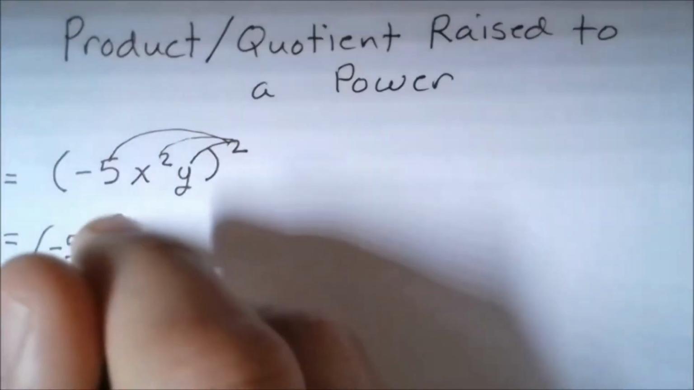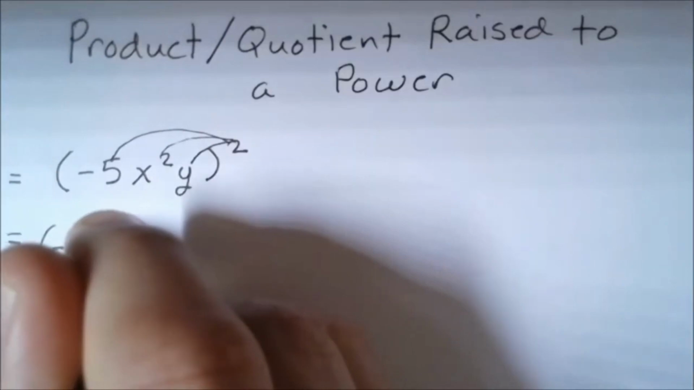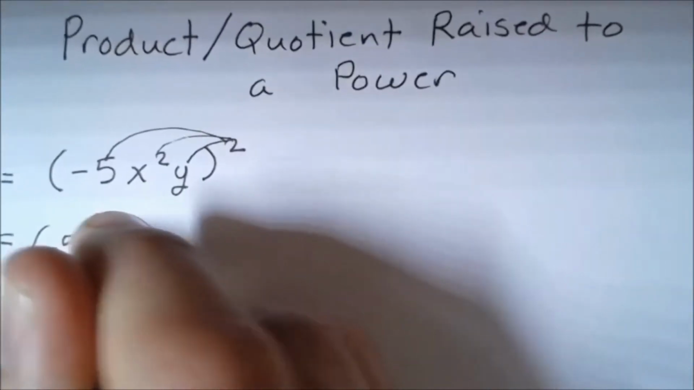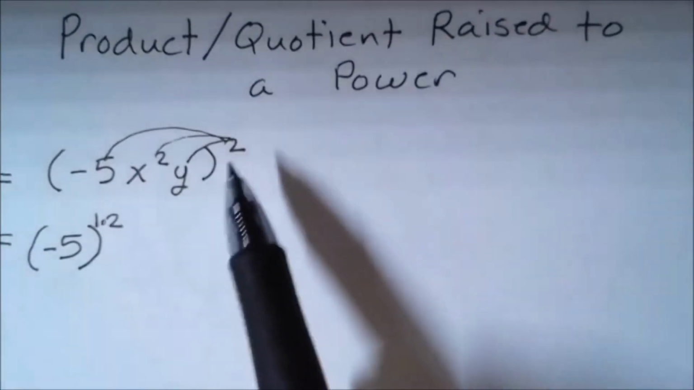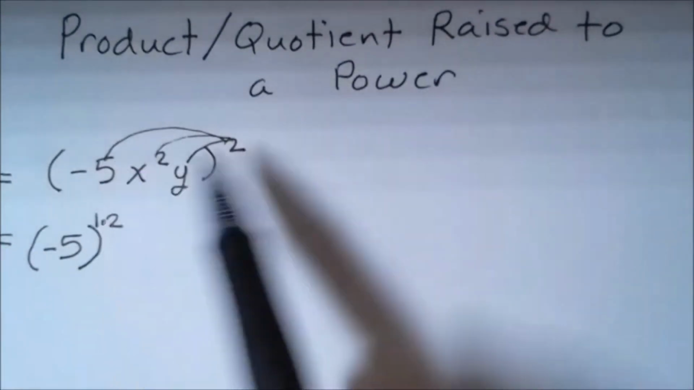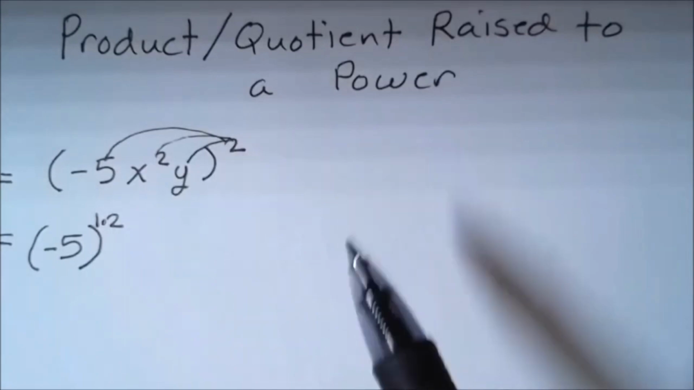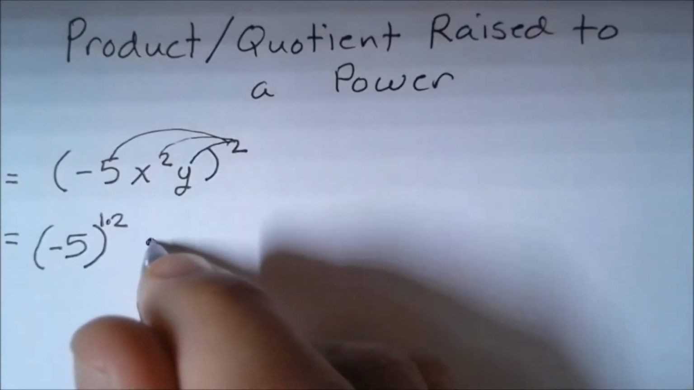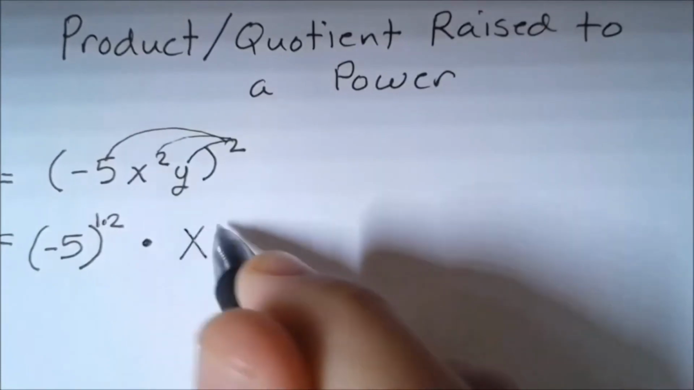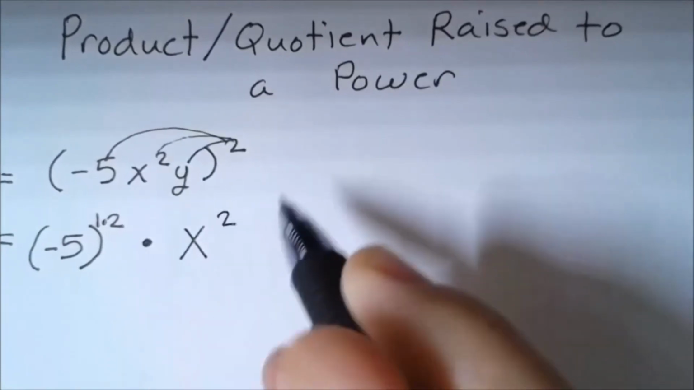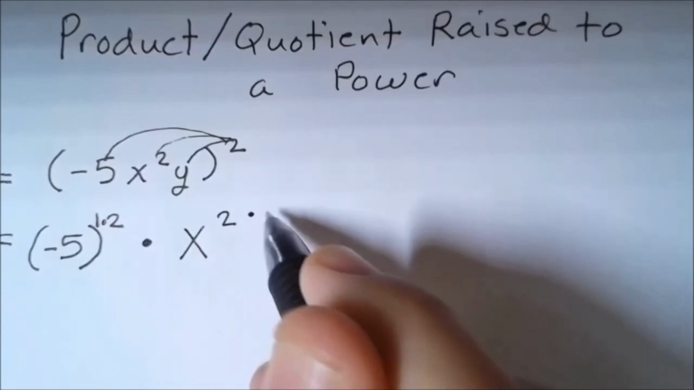So what we really have is the negative 5 inside of a parenthesis, that was to the power of 1, being multiplied by a power of 2. We're literally just multiplying this power of 1 on negative 5 by the power of 2. And then this whole term is going to be multiplied to our x squared. So then we have x squared times the power of 2.